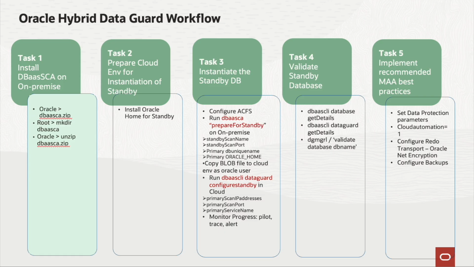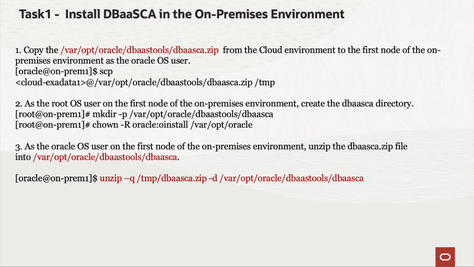The first task is to install DBaaS CLI on-premise. A fresh version of DBaaS CLI should be downloaded each time this process is run. Here are the steps that you can follow.